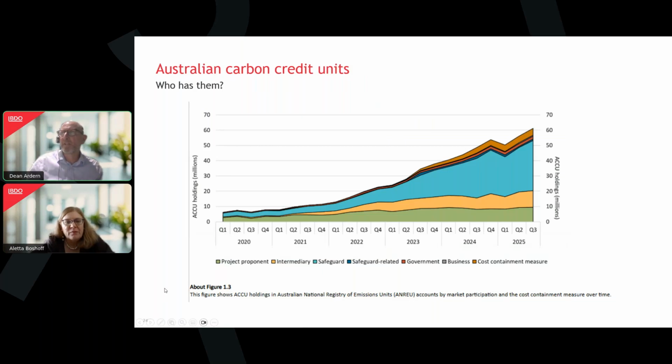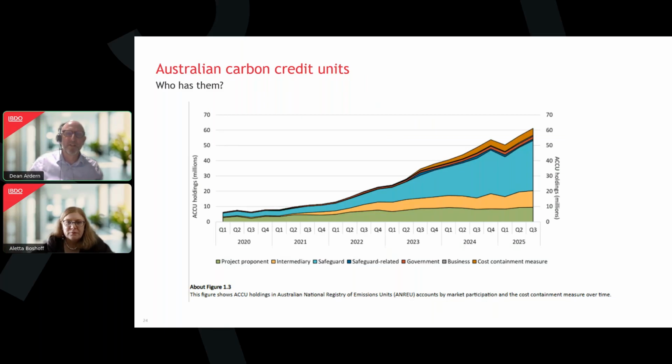As you can see in this, the question being asked is, who holds all the ACCUs in Australia? As you can see there, the big chunk of the ACCUs are being held by that blue group, which are the safeguard mechanism related entities. And that's not surprising, and it's interesting too that you can see that it's actually increased quite dramatically over time. So the proportion of them is increasing, not only the absolute amount, but the proportion of them being held by safeguard related entities.